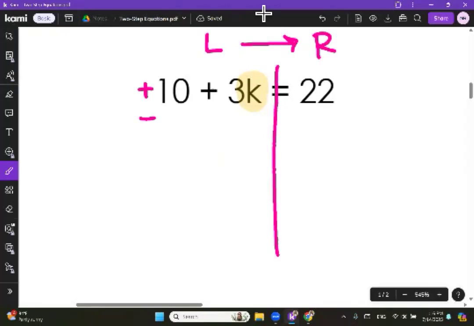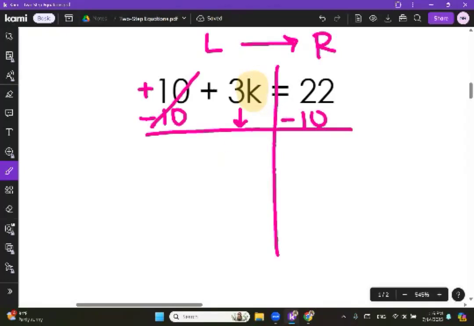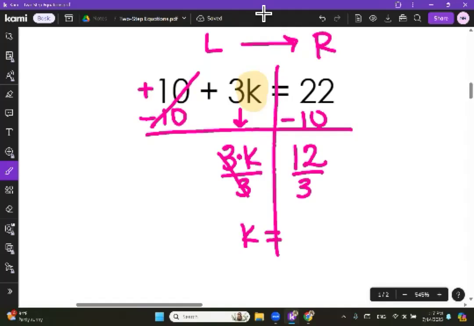Now plus 10 changes to minus 10. These zero out. 3K comes down. This is the math that you have to do. 22 minus 10 is 12. How to get rid of the 3? What is connecting 3 and K? Nothing in the middle automatically means times. Opposite of times 3, divided by 3. So you get K, 12 divided by 3 is 4.